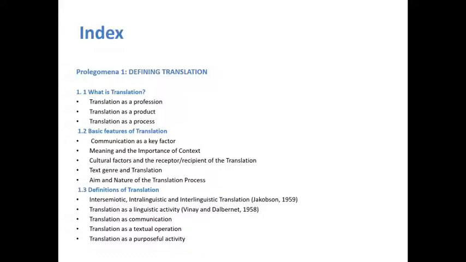We'll look at communication as a key factor in understanding what translation is. We'll look at meaning and the importance of context. We'll look at cultural factors and the reception factor or element in translation. We'll basically look at text genre. We'll look at aim and nature of translation, or the translation process, in very basic terms. And then we'll look at selected definitions of translation, starting with the intersemiotic, interlingual, and intralingual translation definition by Jakobson in 1959.